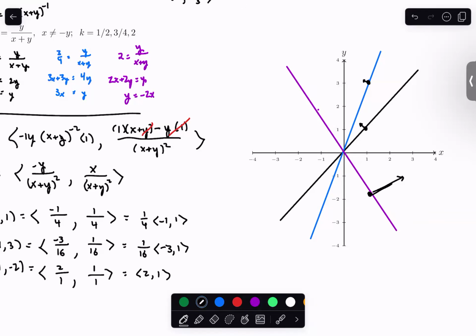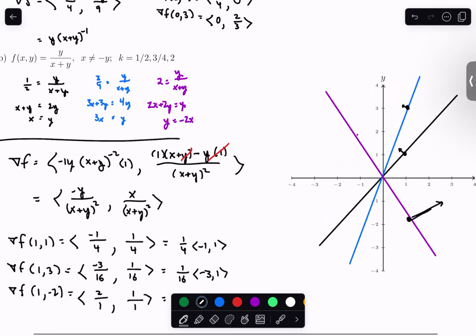So again, some sort of rotation field here that we can visualize thanks to knowing what the level curves look like. Any questions about this one here? I noticed the last one didn't have this extra bit here. It says that x cannot equal negative y. What was all that about?